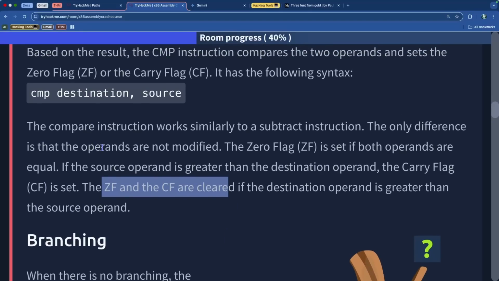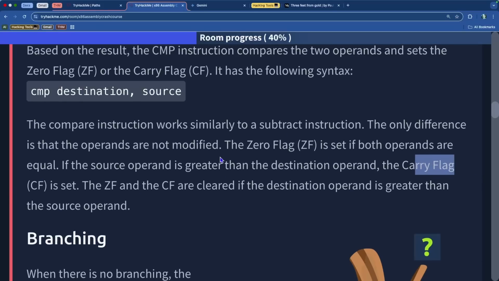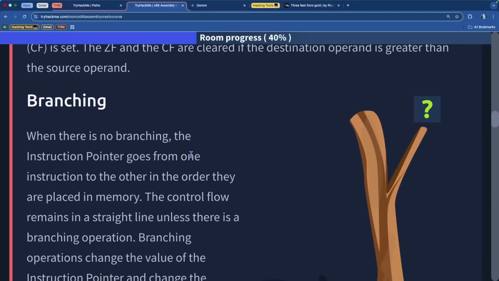So if they're both the same, right, it'll be setting the ZF flag. If source is greater than destination, then the carry flag is set. And if destination is greater than source, then both of the flags are cleared. So you would have 0 for the zero flag, and you would have 0 for the carry flag, which implies that this one is greater than the source.